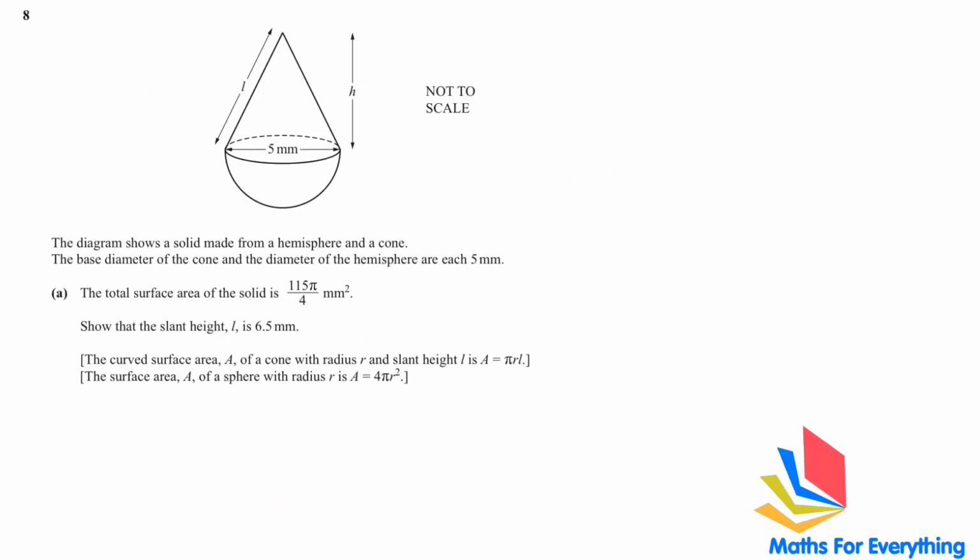Question number 8 is a mensuration question. We have been given a cone and a hemisphere. Hemisphere is the half of a sphere. And the diameter of the cone and the diameter of the hemisphere are each 5 millimeter. The total surface area of the solid, that is the surface area of the cone plus the hemisphere, is 115 over 4 pi millimeter square. Show that the slant height L is 6.5 millimeter.